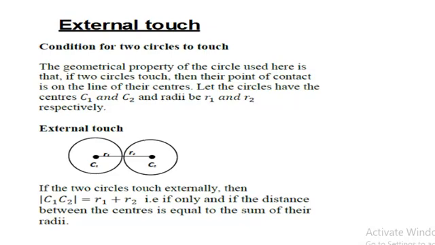Welcome to Tisam Mathematics. I am on the series equation of a circle, and today I'm looking at the external condition for which two circles touch externally. Looking on the screen, I have these two circles with centers C1 and C2. These two circles touch externally if the distance between the two centers is equal to the sum of the radii.